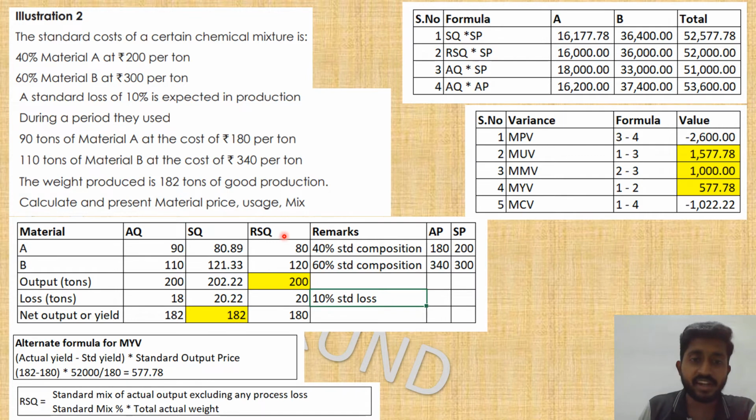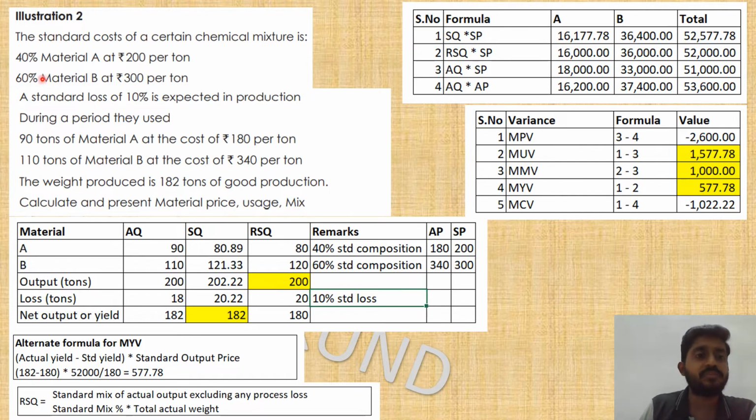So how to find the revised standard quantity? We have already discussed in our previous slide the formula for revised standard quantity: standard mix of actual output excluding any process loss. What is the actual output excluding process loss? 200 tons is the actual output excluding the process loss. This 200 tons I am fixing here also, to find the revised standard quantity.